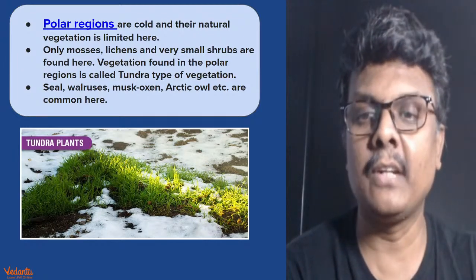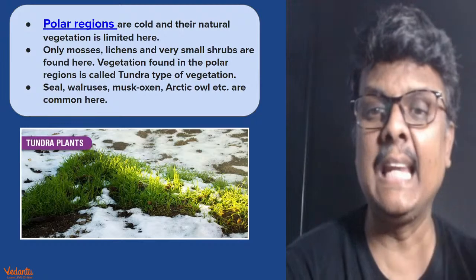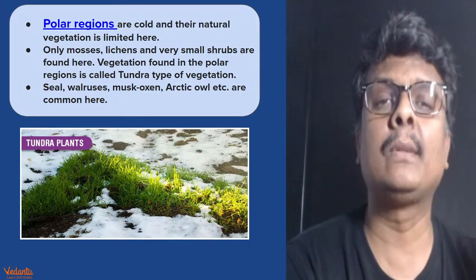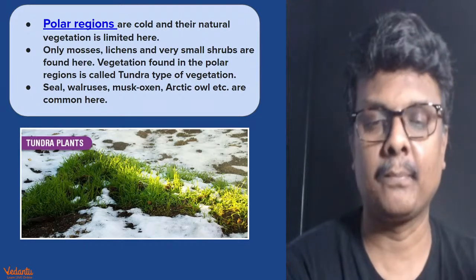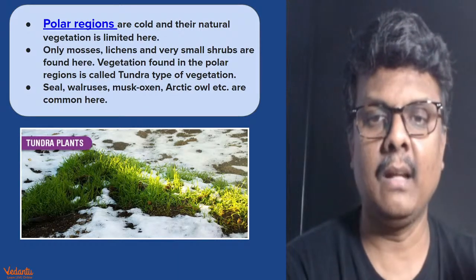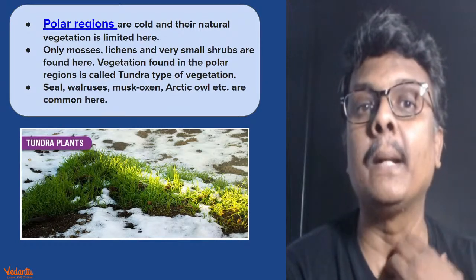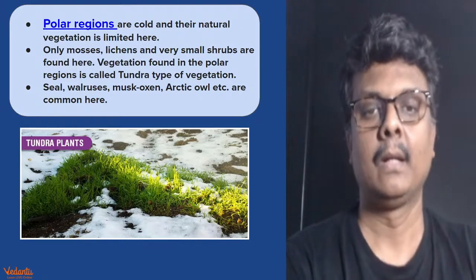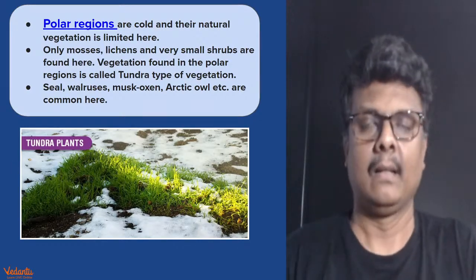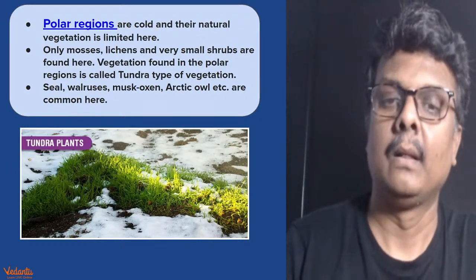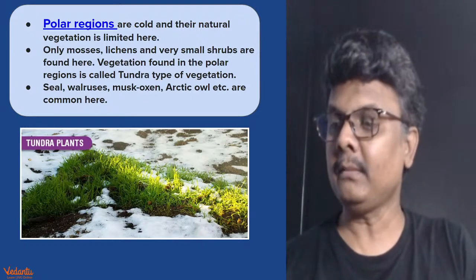Tundra kinds of vegetation. The animals, seal, walruses, which can live both in land and water, guys, most of the time. Musk oxen, Arctic owl, etc. They are common in polar regions. Hey guys, I think we are done. Sorry. Are you guys ready for a Menti?